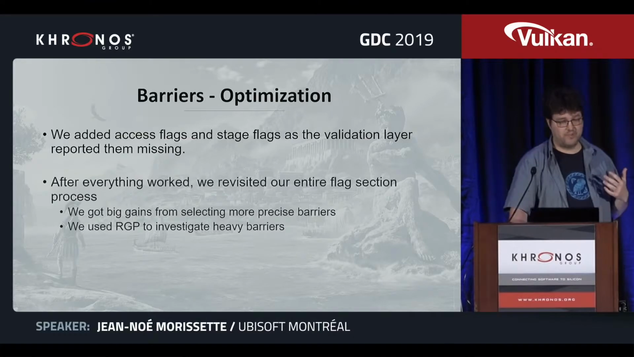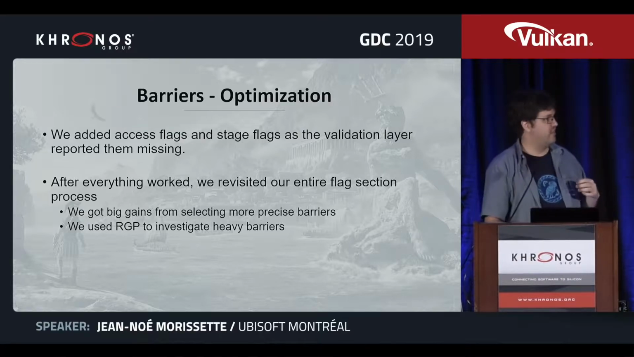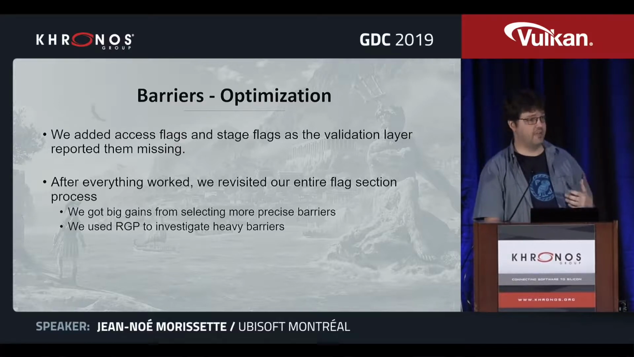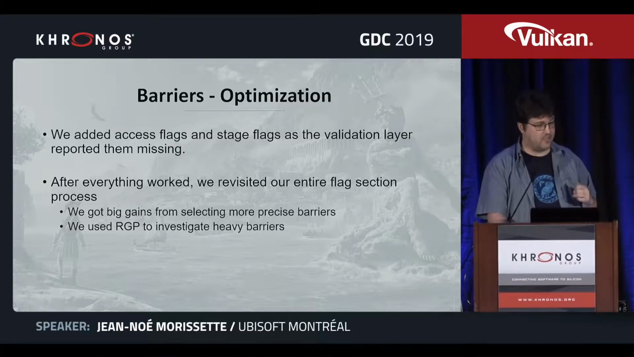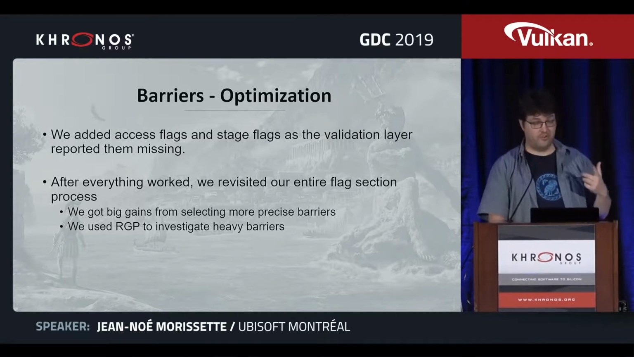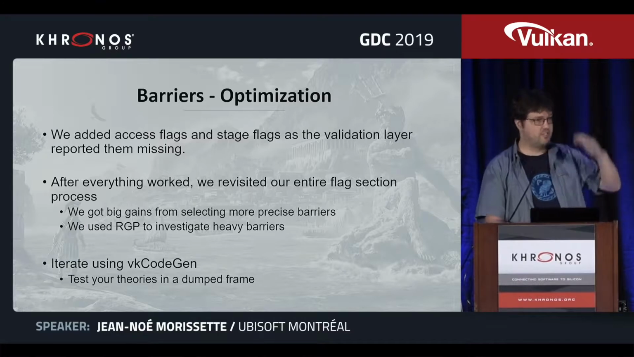But when we came back to optimizing it later, if you just put these catch-all barriers everywhere, you're going to have a lot of full pipeline flushes that are going to appear, and you could waste a lot of time on barriers, and we've seen that on other projects internally as well. So it's really worth going back with RGP, looking at what's happening, looking at the cost of your different barriers, and optimizing them.